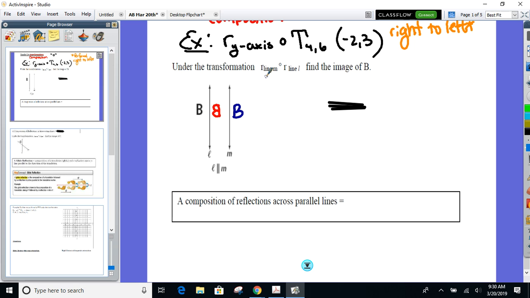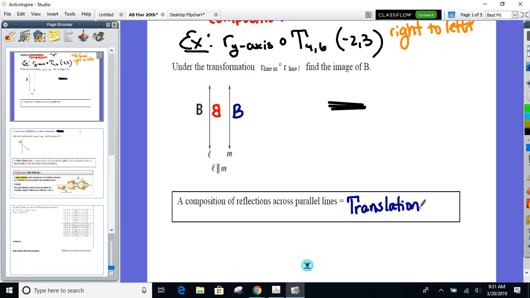Everyone good? Here's what I need right now. What transformation could I have done from the beginning to go from my original B to my ending B? What transformation could I have done to go from my original B, the black one up there, to the purple one? What's up, Bella? I could have slid it. I could slide it, right? A translation. That is the first concept here today. It's when you reflect over what type of lines? Anytime you reflect over two parallel lines, it's the same as doing a translation.